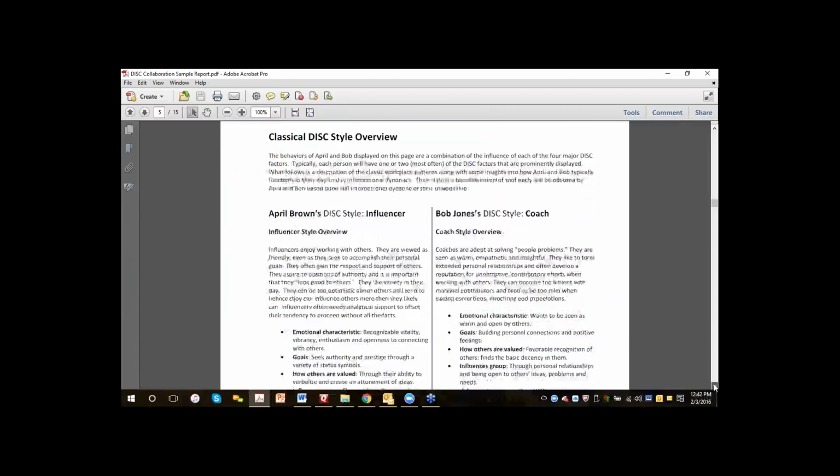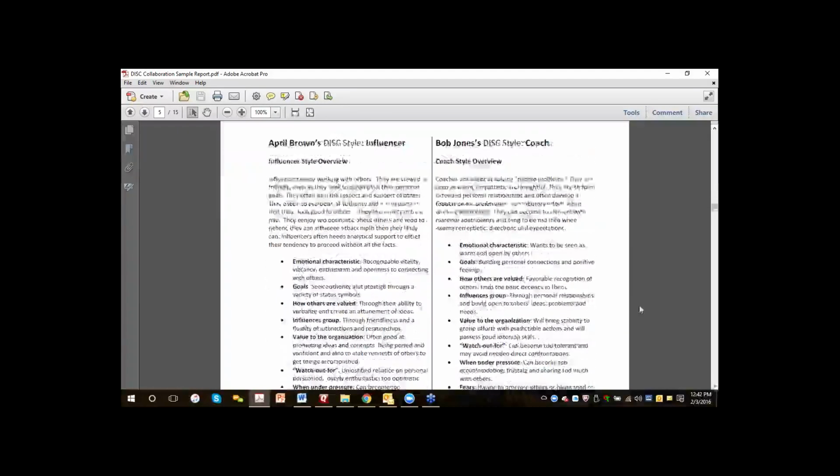Then we give them, in DISC terminology, if you go all the way back to the beginning of DISC, they had 15, they called it 15 classical patterns. So what we do is we compare April with Bob. April's classical pattern is what we call the influencer, and Bob's classical pattern is what we call the coach. All right, some people actually use the classical patterns.